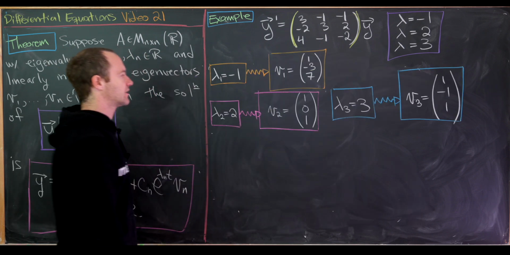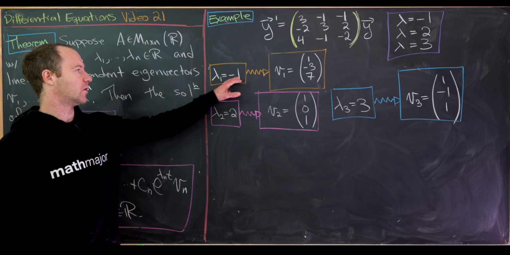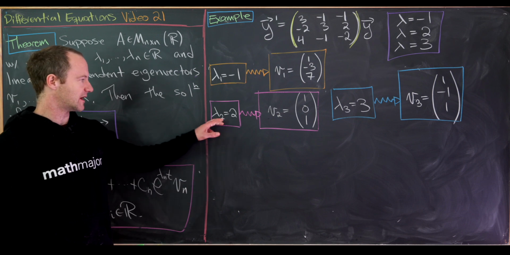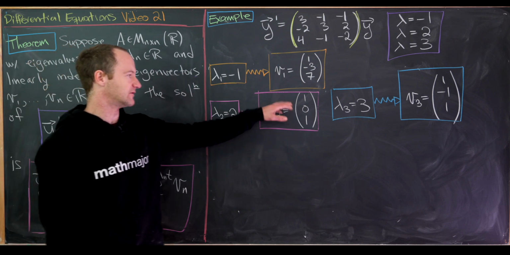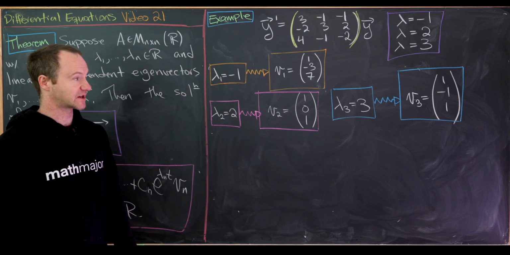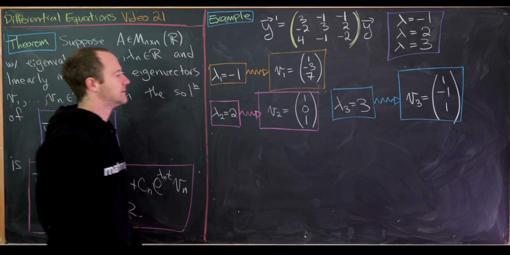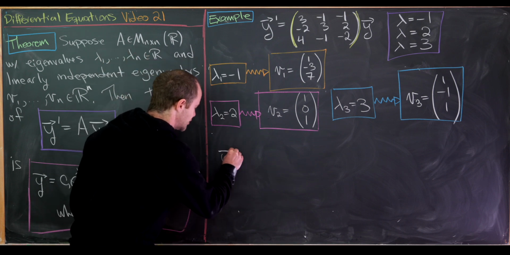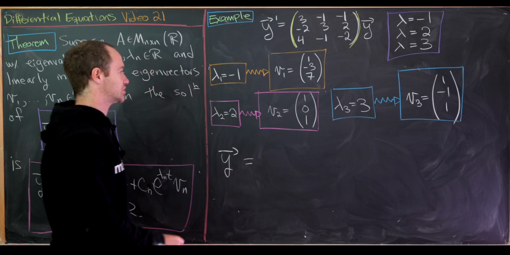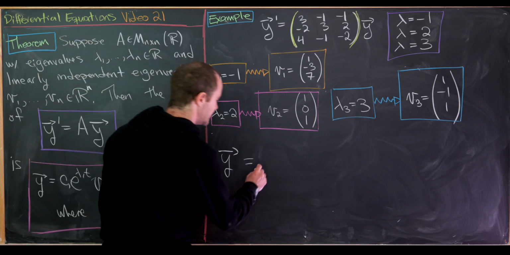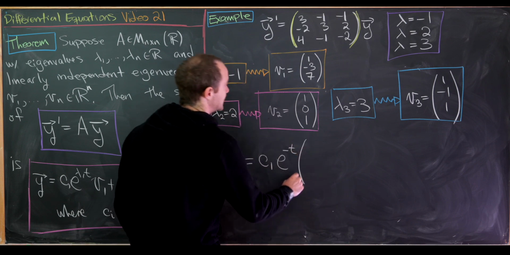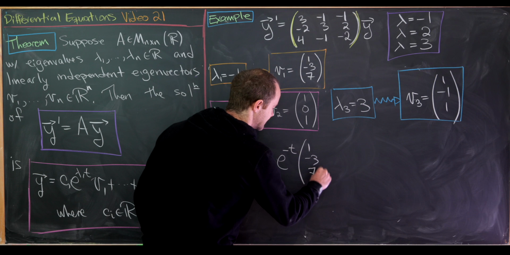So in the last board we calculated that the eigenvalue negative 1 had eigenvector 1, negative 3, 7. And then with similar methods, the eigenvalue for 2 has eigenvector 1, 0, 1, and the eigenvalue for 3 has eigenvector 1, negative 1, 1. But with all of this information and this theorem over here, we can write down our final solution. So our final solution will be a constant c1 times e to the minus t times 1, negative 3, 7.